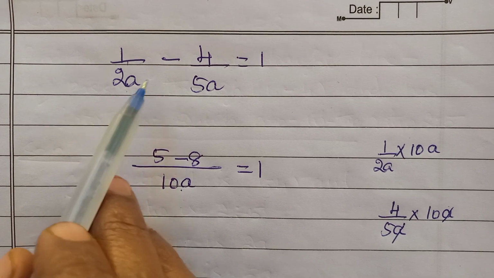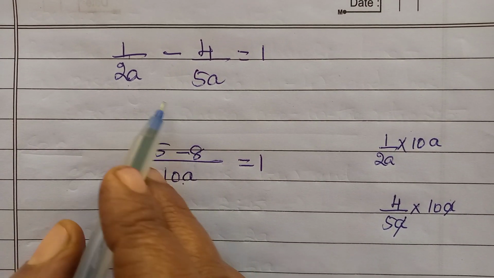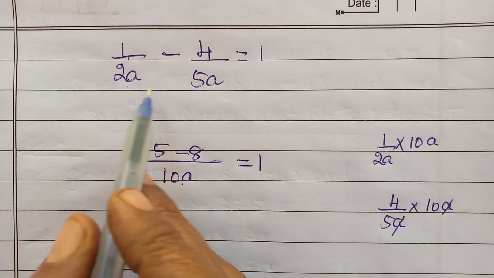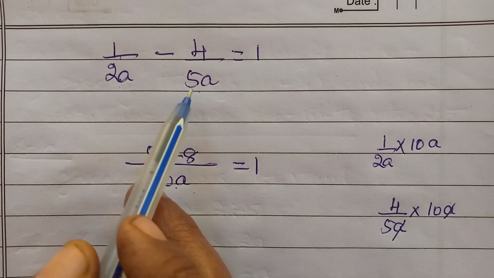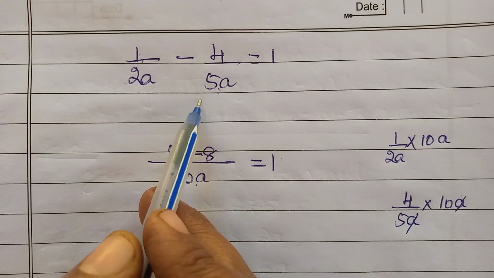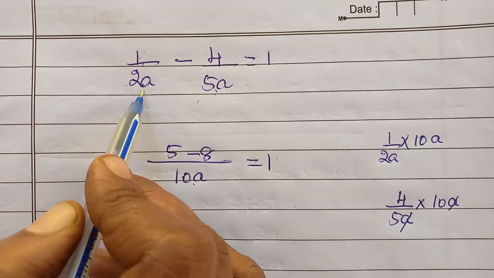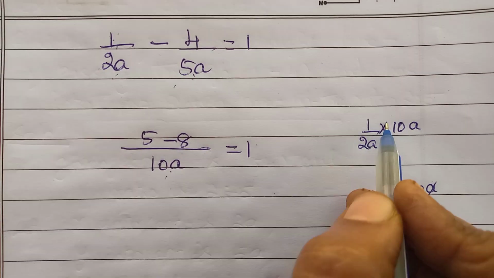1 by 2a minus 4 by 5a is equal to 1. Here the LCM of 2a, a, a is a; 2 and 5 is 10, so 10a. Here there are variable terms, so we should not directly cross multiply. So 1 by 2a into the LCM, that is 1 by 2a into 10a.